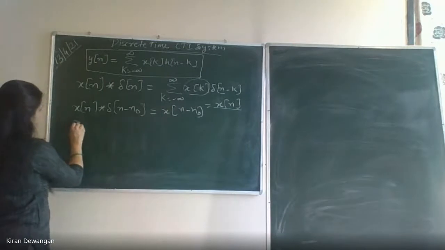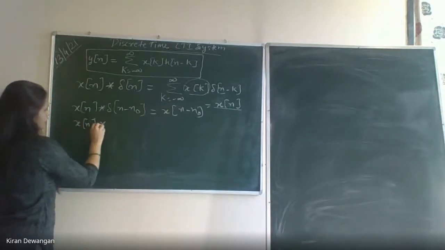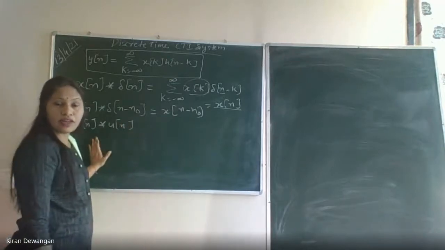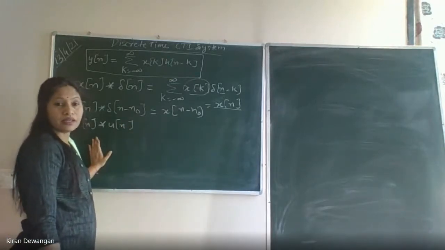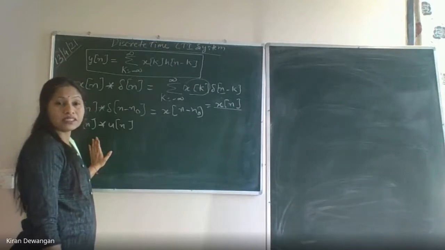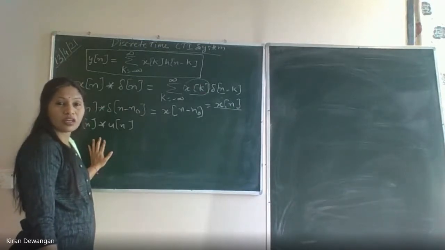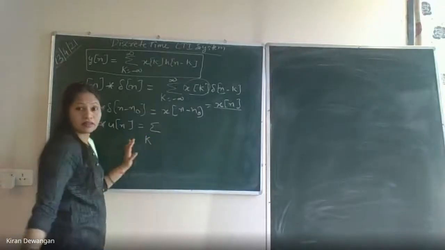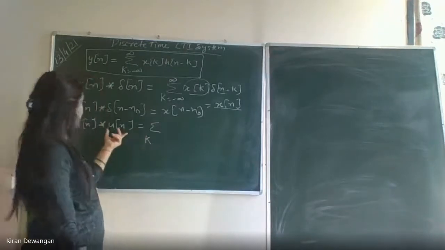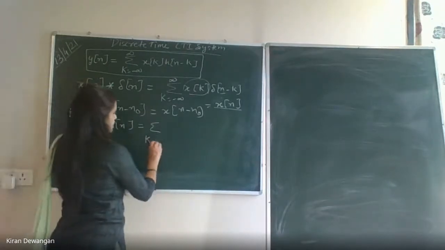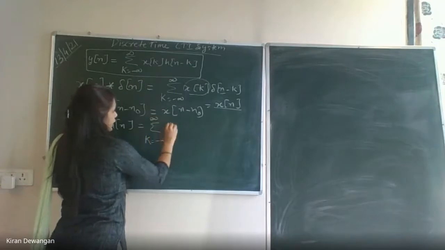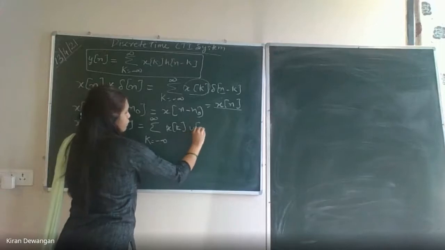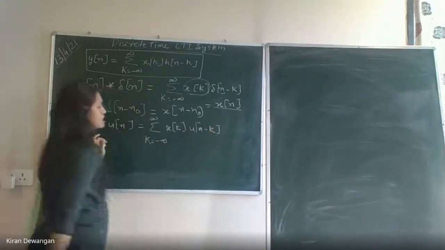Now if I write x of n convolution u n, x of n convolution u n. In that case, what would be the answer? This will be written as, this is u n. Don't forget, this is minus infinity to infinity. Here we write x of k u of n minus k.